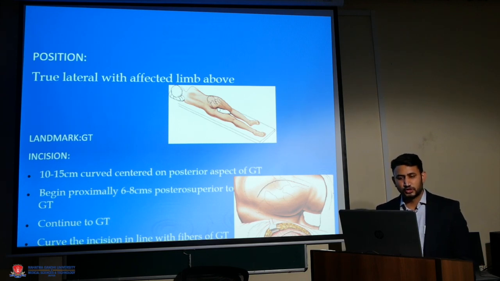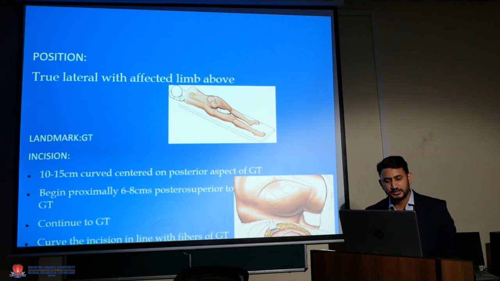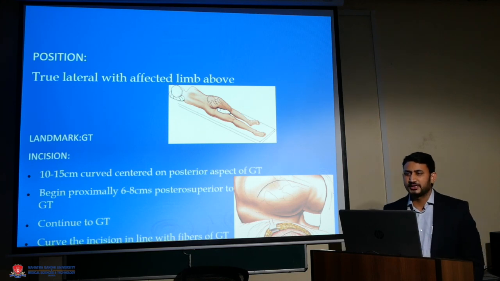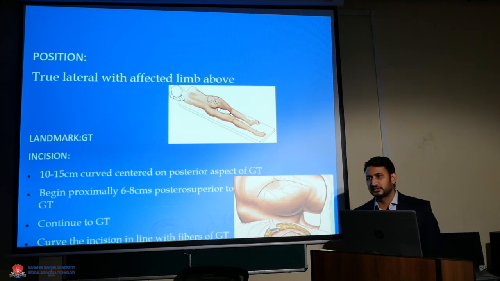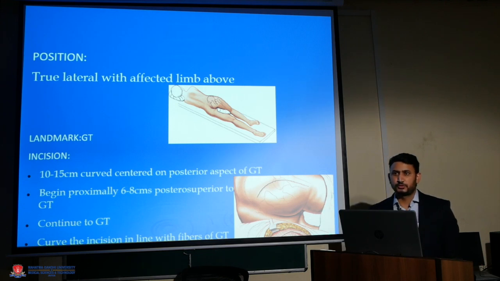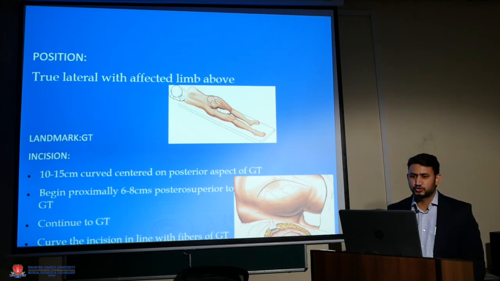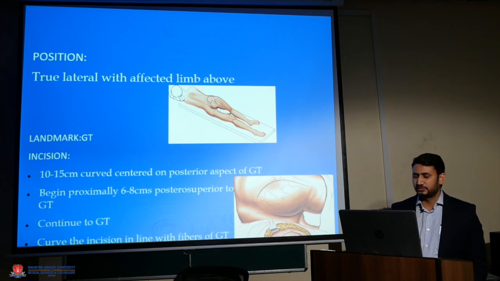Landmarks: greater trochanter, anterosuperior iliac spine and vastus lateralis ridge. Make a curved incision 10 to 15 cm in length. Begin proximally 6 to 8 cm posterior and superior to the greater trochanter, continue to the greater trochanter, and curve the incision in the line of the GT.